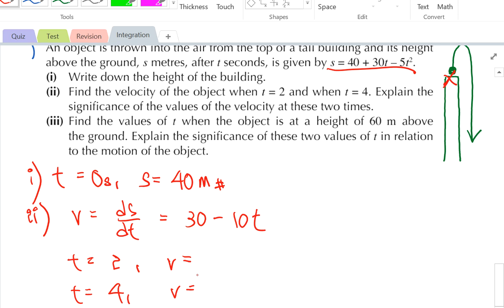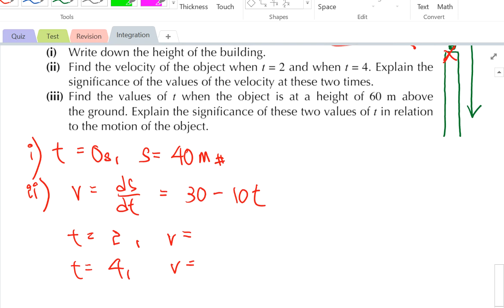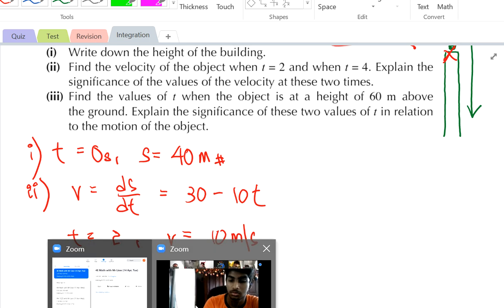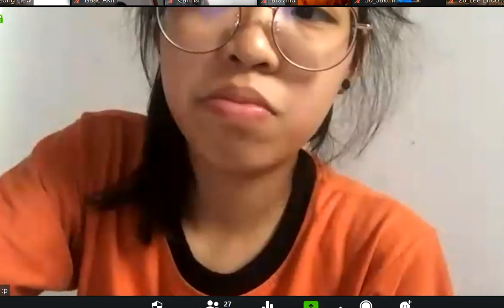Can I have Arabin, when t equals 2, what's your velocity? It's 10. I cannot hear you, you need to speak up. It's 10. So I'm going to write down 10 meters per second. Then how about Jia Yi? When t equals 4, what's your velocity? Negative 10.